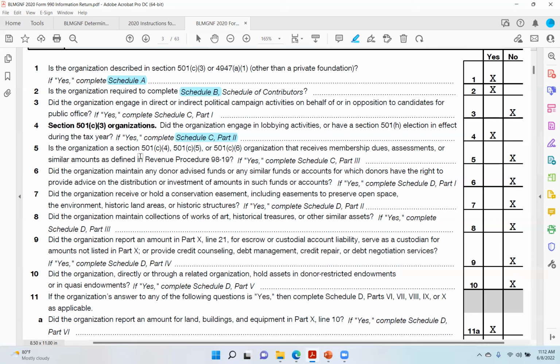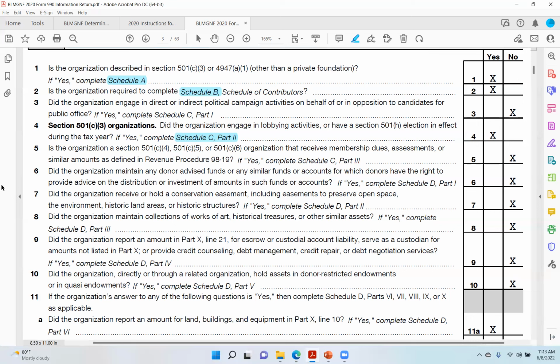Number 5: Is the organization a Section 501(c)(4), (c)(5), or (c)(6) organization that receives membership dues, assessments, or similar amounts as defined in Revenue Procedure 98-19? If yes, complete Schedule C, Part 3. It stated no there. And by the way, there are over 25 types of 501(c). My focus is always on 501(c)(3), but there are up to 25 different types of 501(c)s.